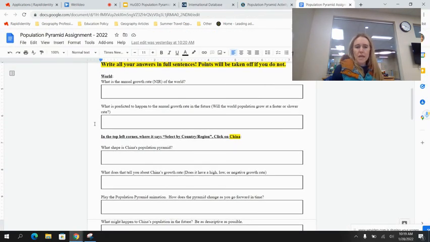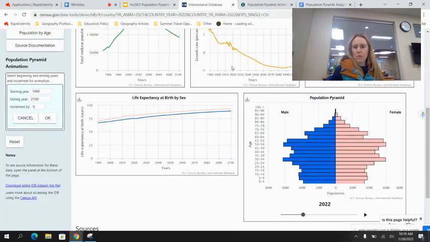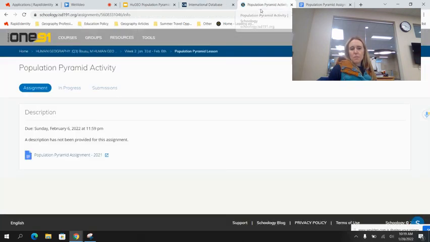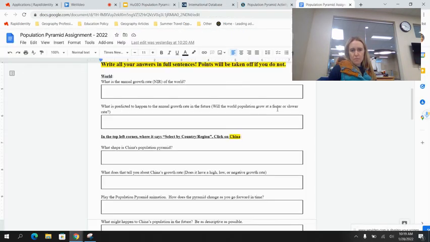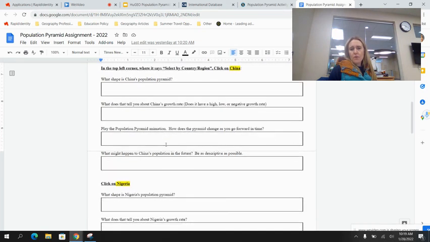You're going to say, what shape is China's population pyramid? This is a little bit of a tricky one, because it is all over the place. You'll notice that there's lots of bumps, but you're going to try your best to say, do you think China's population pyramid is a pyramid, a box, or a cup? Then you're going to say, what does this tell you about their growth rate? You may want to look back at your notes for that.